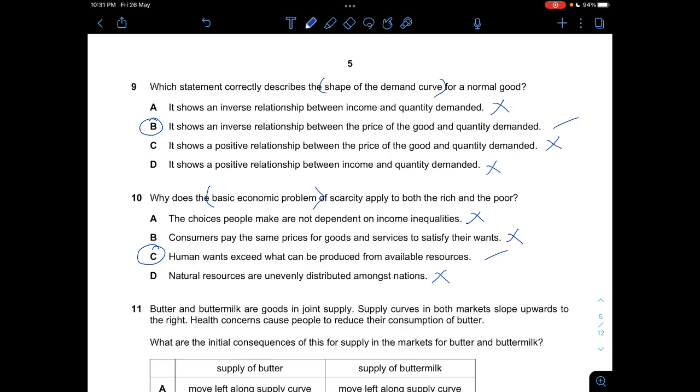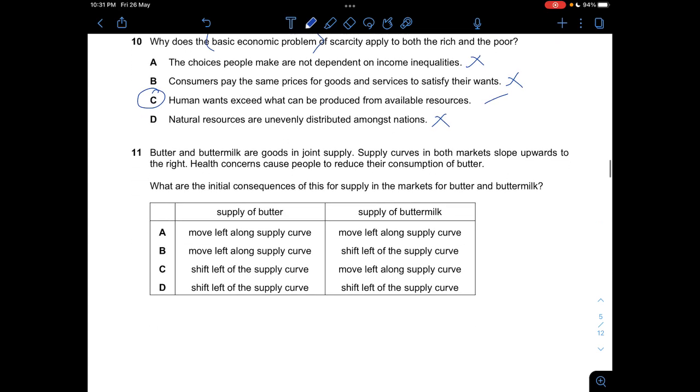And then for question 11, butter and buttermilk are goods in joint supply. Supply curves in both markets slope upwards to the right. How concerns cause people to reduce their consumption of butter, and what are the initial consequences for supply in the markets for butter and buttermilk? So both are in joint supply. Supply curves in both markets slope upwards to the right, and then people reduce their consumption of butter.